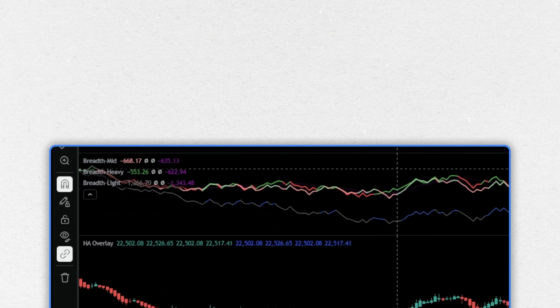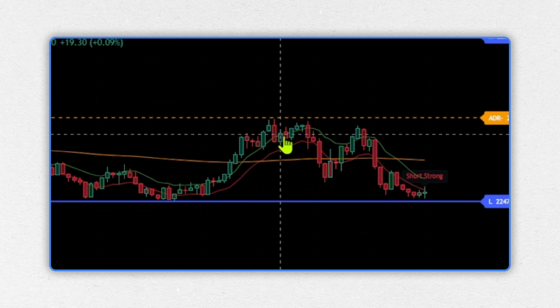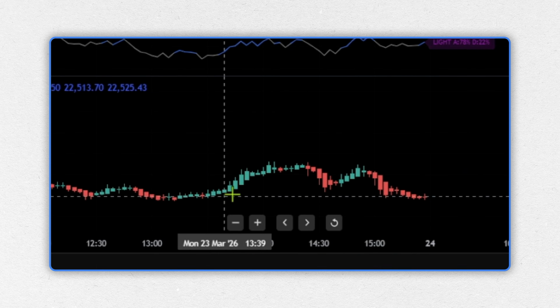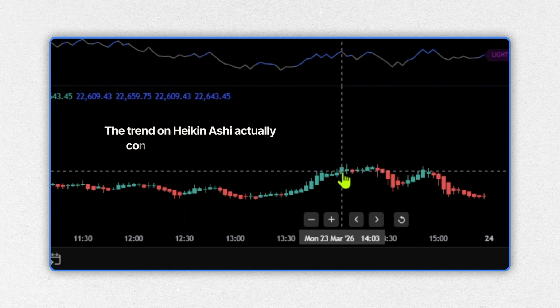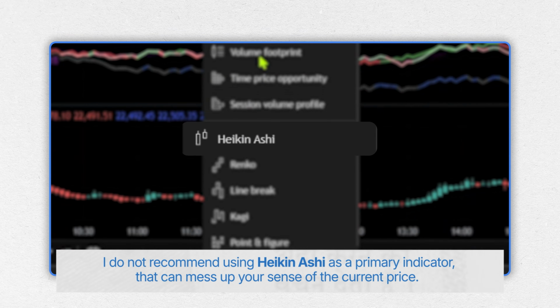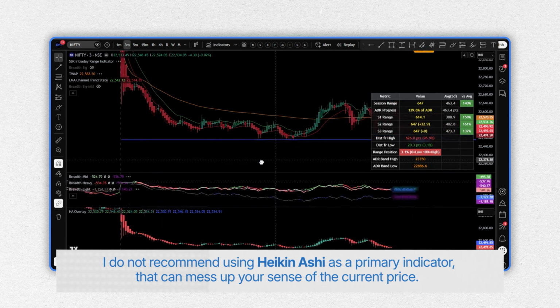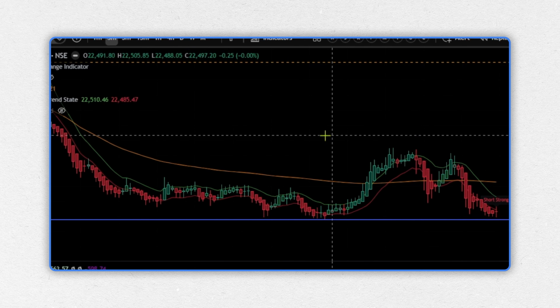This indicator can help avoid taking impulsive counter-trend trades. Heikin-Ashi is going up and it's green, green, green. But here there is a lot of noise if you see. But if you just go by Heikin-Ashi, it at least helps you be in the trade and you won't take a short trade over here because the trend on Heikin-Ashi continues to be in green. Also, I do not recommend using Heikin-Ashi as a primary indicator or a chart type. That can mess up your sense of the current price.